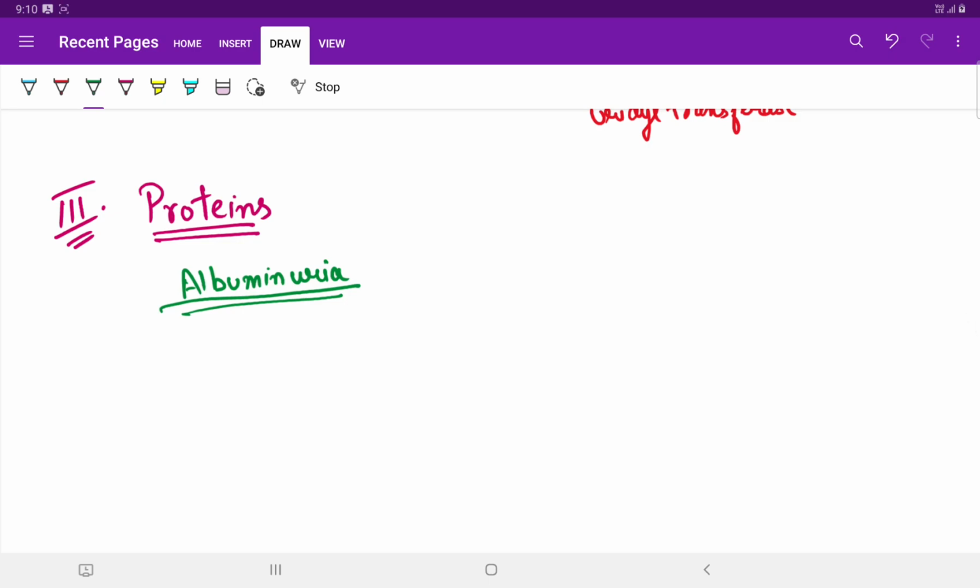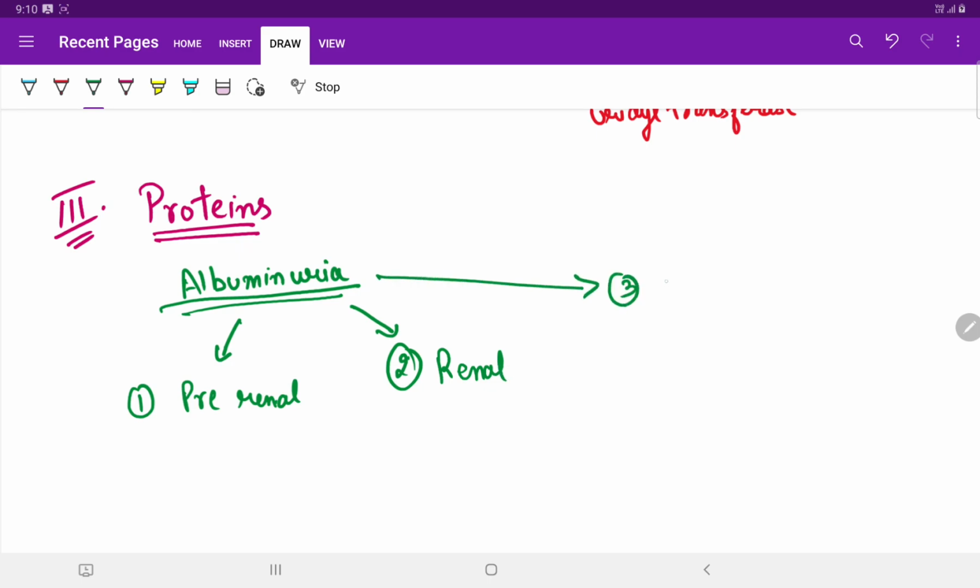It is majorly of three types. Number one, pre-renal. Number two, renal. And number three, post-renal. We shall now learn how these conditions have different diagnostic interpretations.